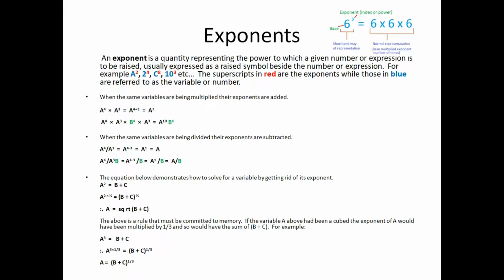If the variable a above had been a cubed, the component of a would have been multiplied by a third, and so would have the sum of b plus c. For example, a cubed equal to b plus c. If you want to get rid of the cube or the 3, just multiply by a third. And then you have to do the same thing. You have to raise everything to a third on the right hand side, which you see here. So then therefore a will be equal to b plus c raised to the 3rd power. Okay? And here is the end of my explanation on exponents.